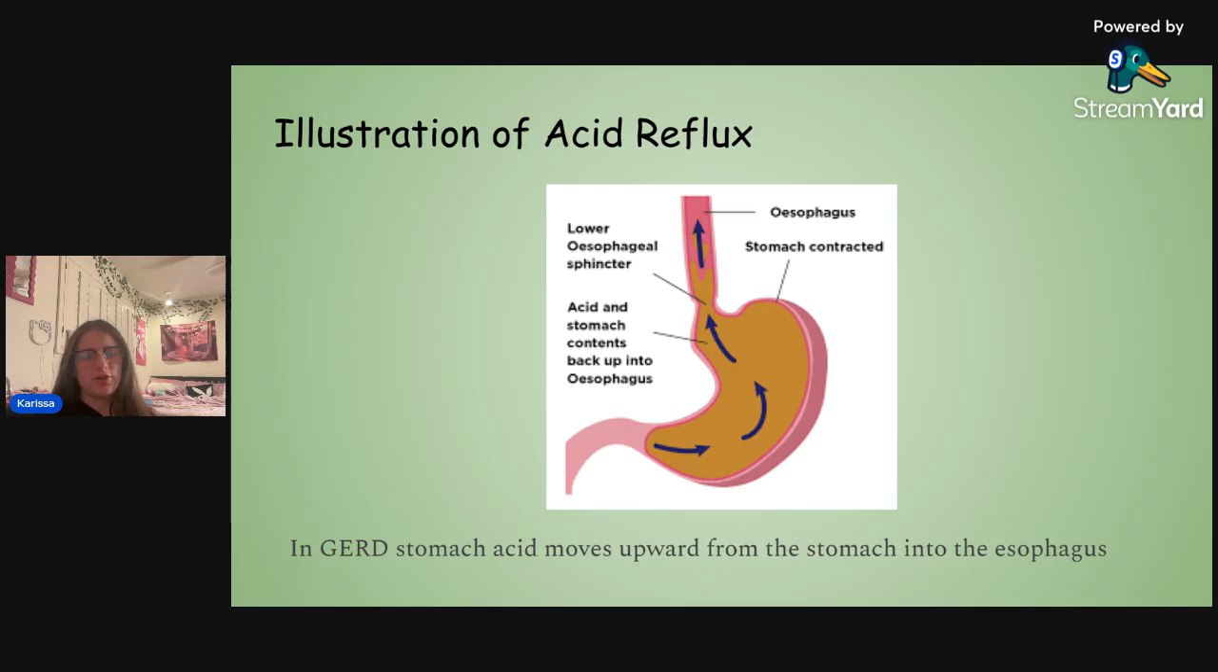So here's an illustration of the acid reflux. In GERD, the stomach acid moves upward from the stomach and into the esophagus. As you can see right here, it's labeled the lower esophageal sphincter, which is right here, and that flap should close, but it flows back up. And then as you can see with the arrows, the stomach is contracted. Acid and stomach contents are backing up into the esophagus. That just means that there's a buildup of stomach acid, and there's more than there should be.